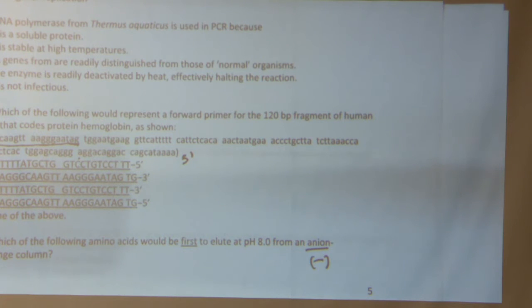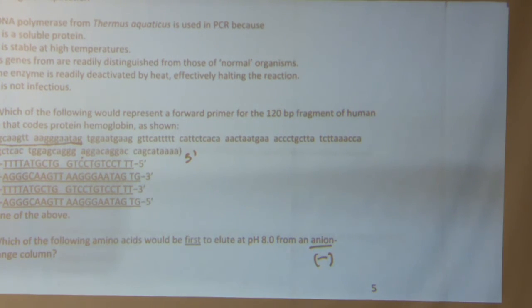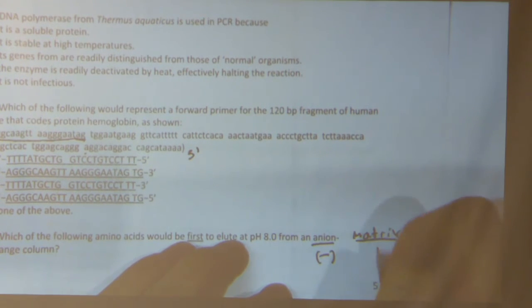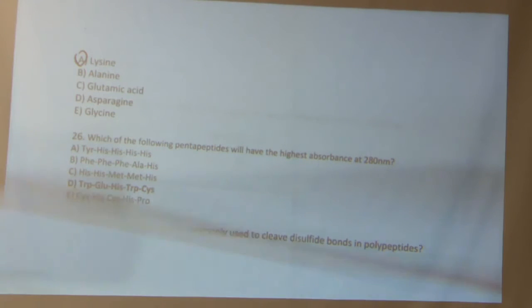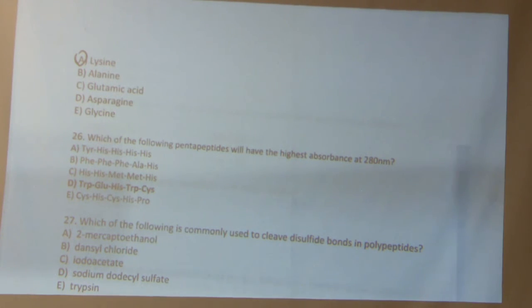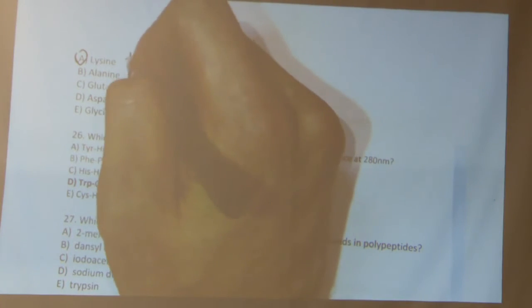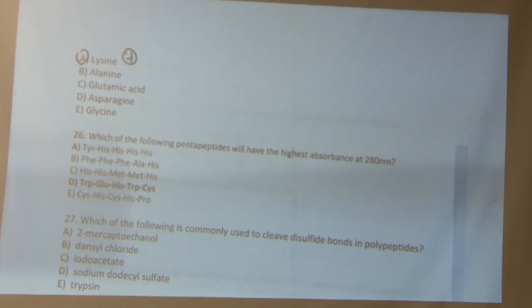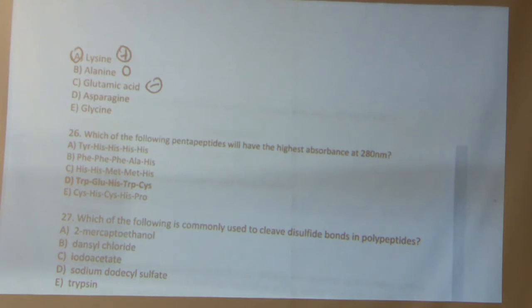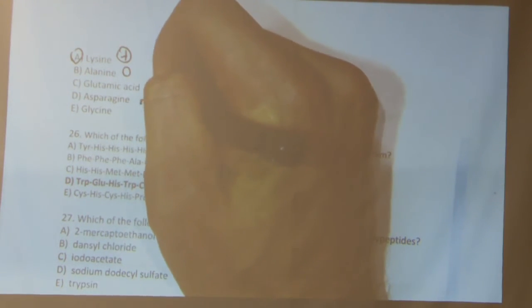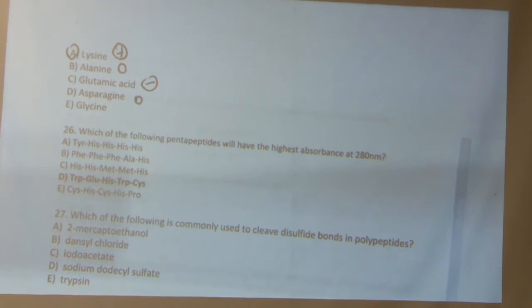So anions are being held. So the matrix is positive. So based on that, for lysine, what is lysine's charge when it is charged? Positive? What about alanine? Neutral, so I put 0. Glutamic acid, negative, awesome. Asparagine, neutral, depending on the pH of the column. And glycine, neutral. So based on that, what amino acid would elute first? Lysine.